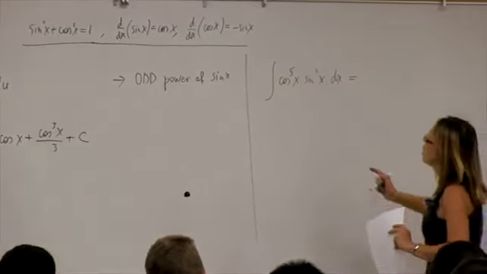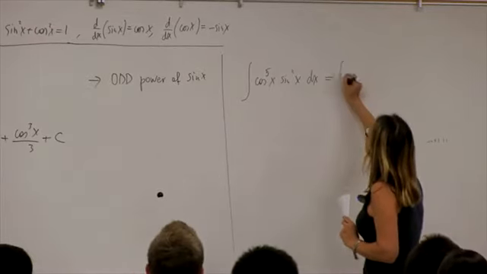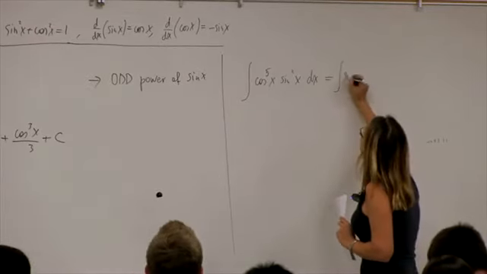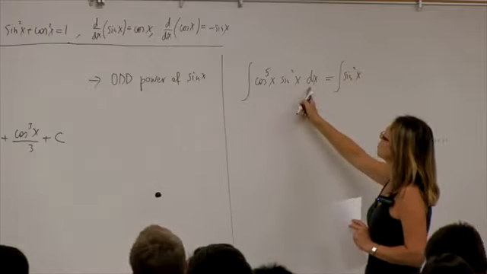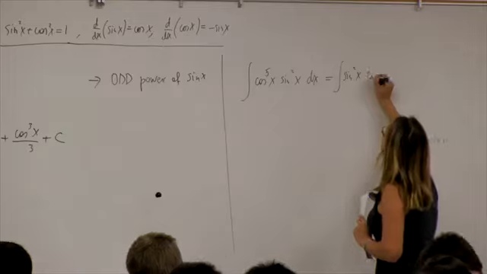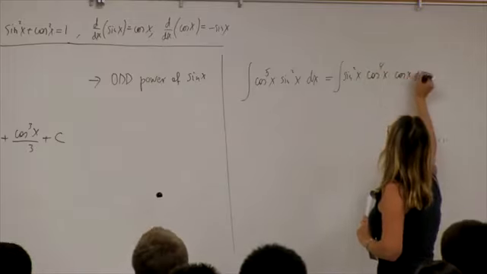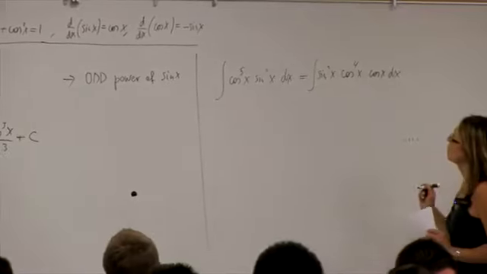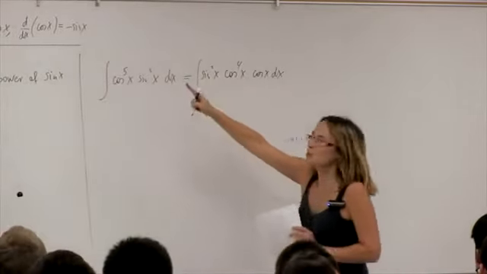Let's look at that one. So now I'm going to split off the power of cosine. So I have sine squared x, and 1 power of cosine goes to the differential, so I have cos 4th x times cos x dx. Now, why is this a better expression than this? Because I can use these rules.